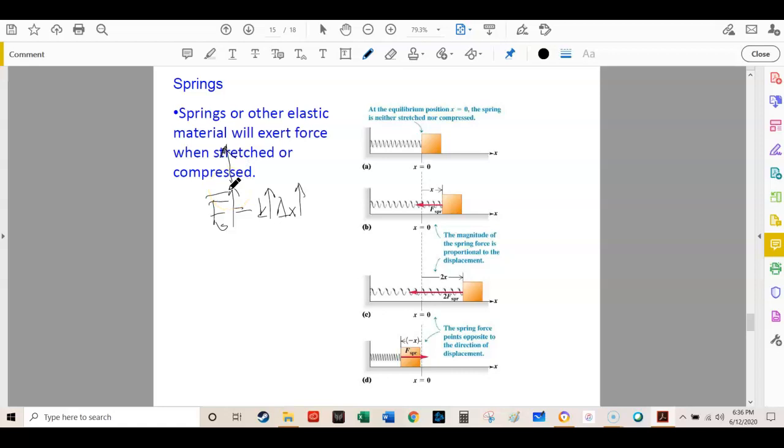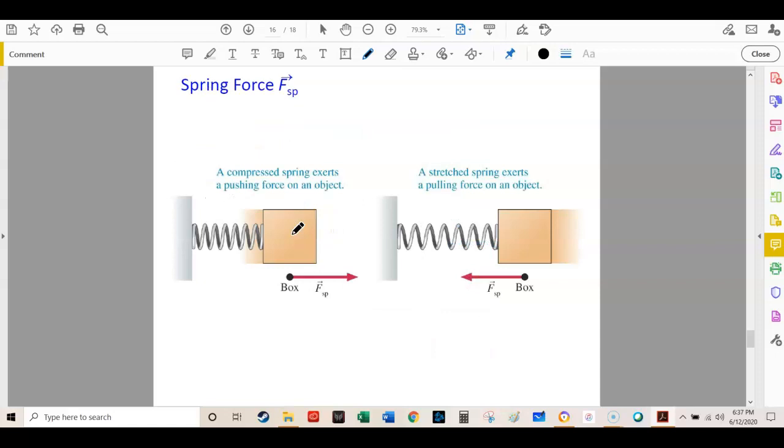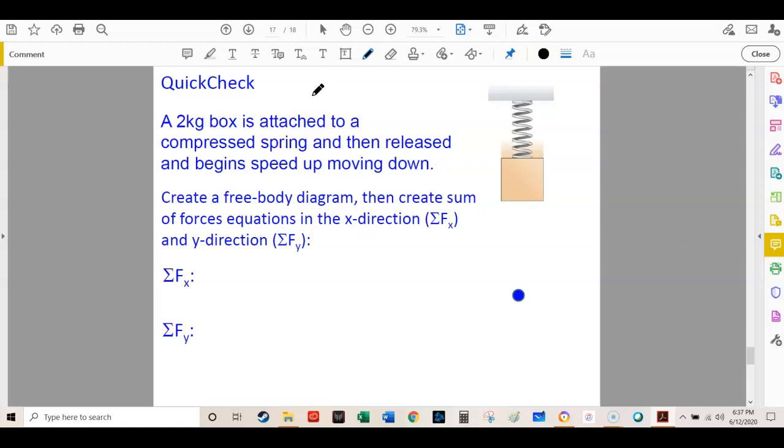So there are two things that you have to consider when you're talking about springs: how stiff the spring is, and how far past the equilibrium position the spring has been pulled or pushed. And again, a compressed spring will push, a stretched spring will pull. That's essentially what we're saying right here. Well, let's do a problem.